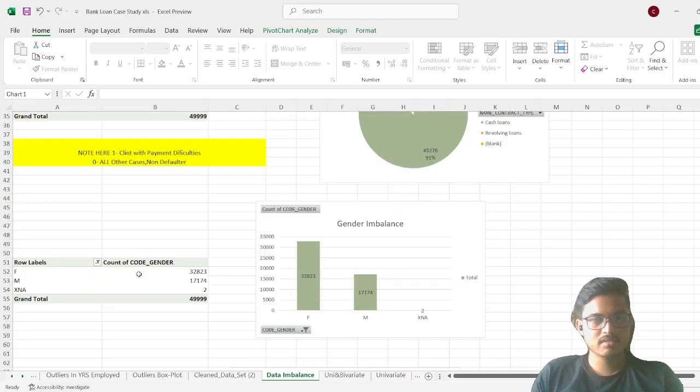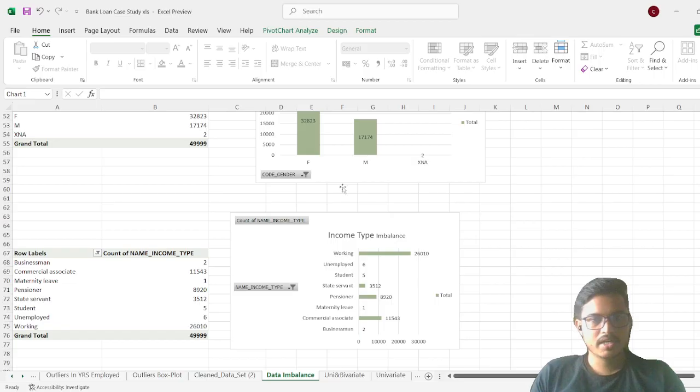The gender imbalance is the same, and then the income type imbalance. This graph shows the income imbalance, with the working professionals at 26,010 dominating the data set, and the applicants are also high in the working category. The second is the commercial associate with 11,543.